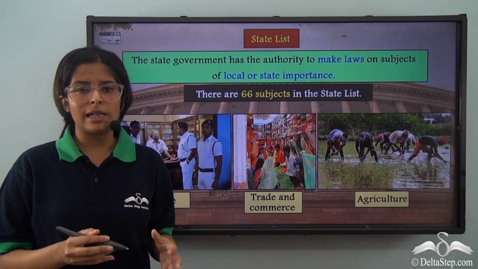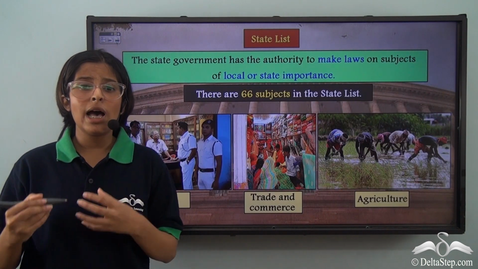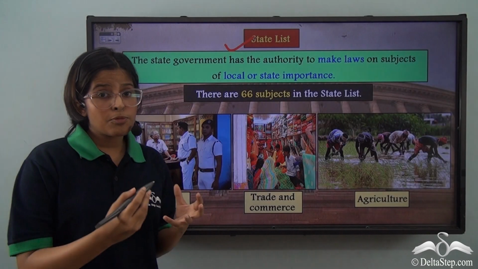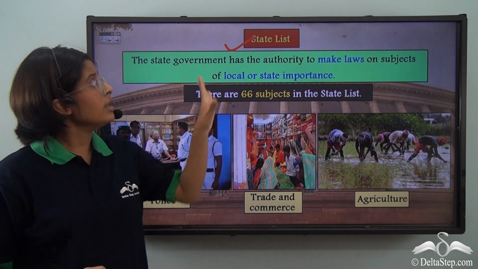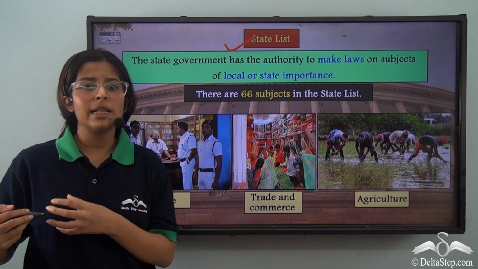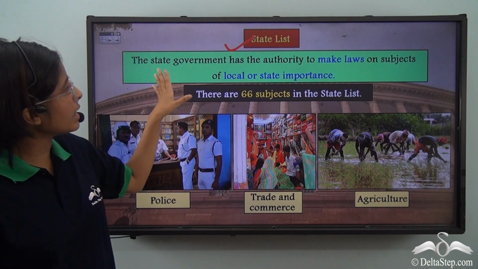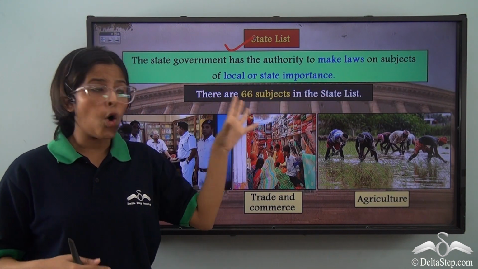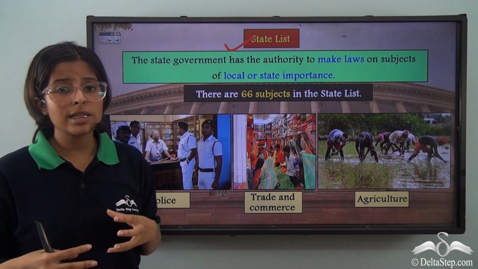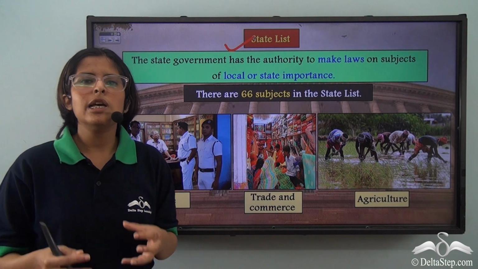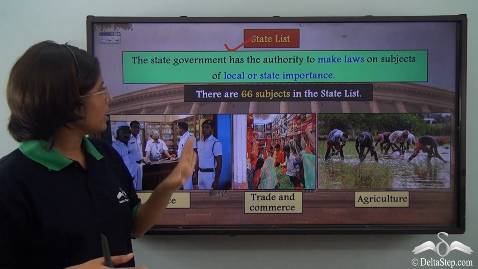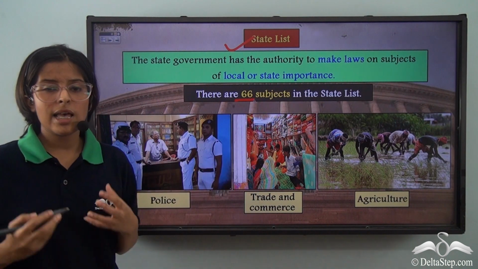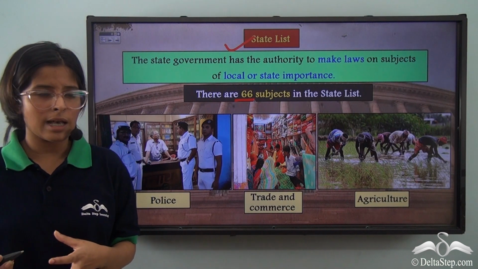Now let us go into the second list after the Union List, which has its legislation by the Union government. We have the State List, subjects under which are legislated by the individual states, by their state legislatures. So the state government has the authority to make laws on subjects of local or state importance. These subjects are of state importance and concern only local or state issues. There are 66 subjects in the State List. And what are some examples of these 66 subjects?